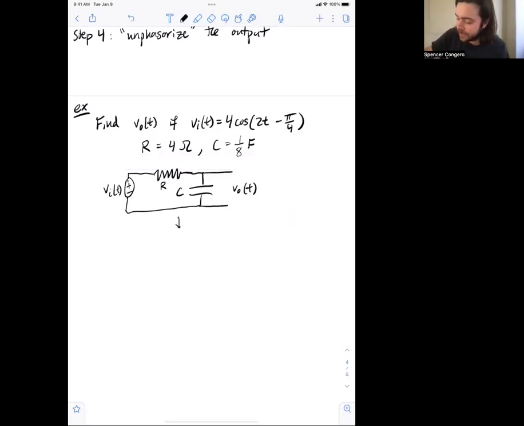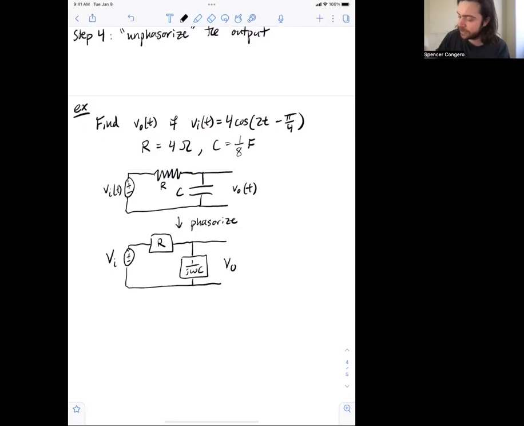So let's phasorize the circuit, because I just wrote it. We know we have to. When we phasorize it, I'm going to have my voltage source here, but I'm just going to write the phasor, which is a capital V. The phasor for V sub i, capital V sub i. Then I'm going to have a resistor here. We know the impedance of a resistor is just R. I'm going to have a capacitor here, and that impedance is 1 over j omega C. And then our output is just going to be the phasor V sub o.